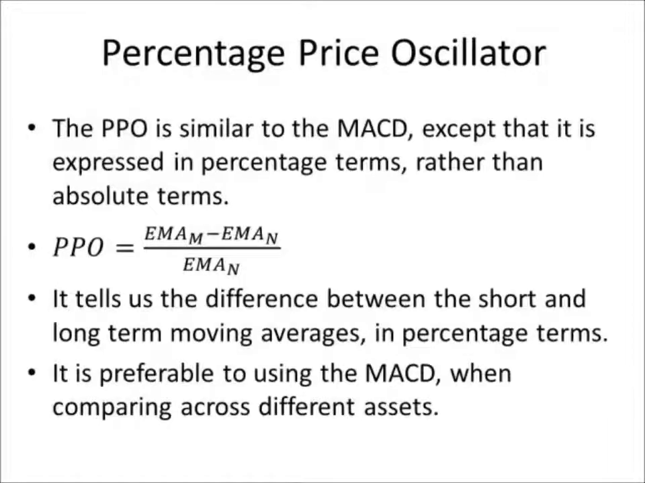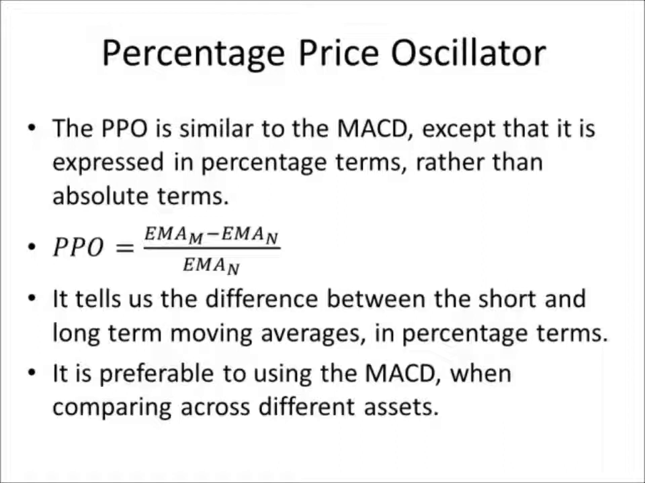Percentage price oscillator. So now we're going to talk about another indicator called the percentage price oscillator. And it's actually very, very similar to the MACD. It's an extension of the MACD, and it's used in very much the same way. So what we do with the PPO, or the percentage price oscillator, is take the MACD and express it in percentage terms rather than absolute terms.